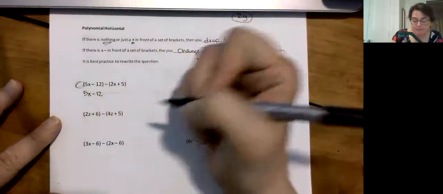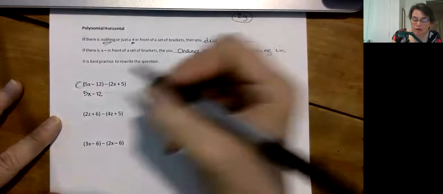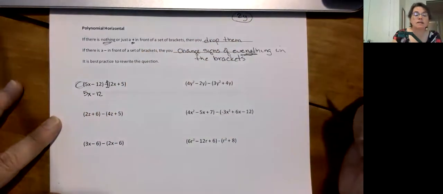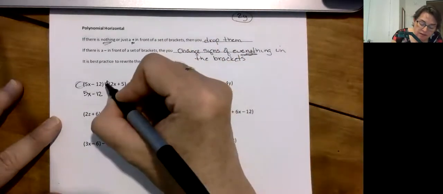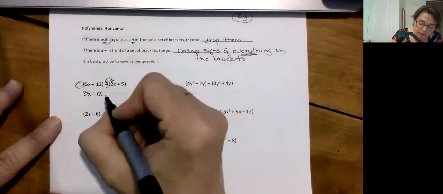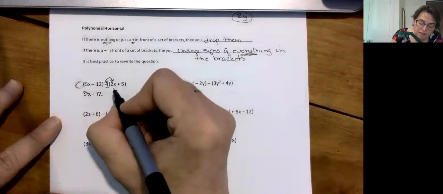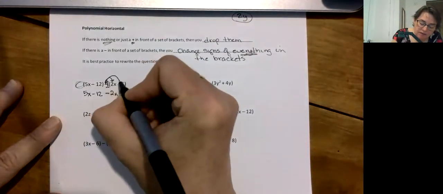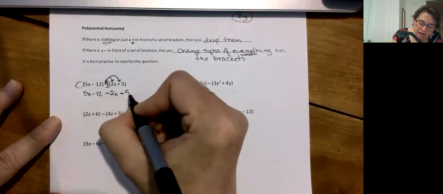Now, you're going to change the signs of everything in the bracket. Essentially what you're doing, easiest way I can explain it, is you've got a -1 out front, and you're going to distribute that through the brackets. So -1 times positive 2x is minus 2x. And -1 times plus 5 is minus 5.